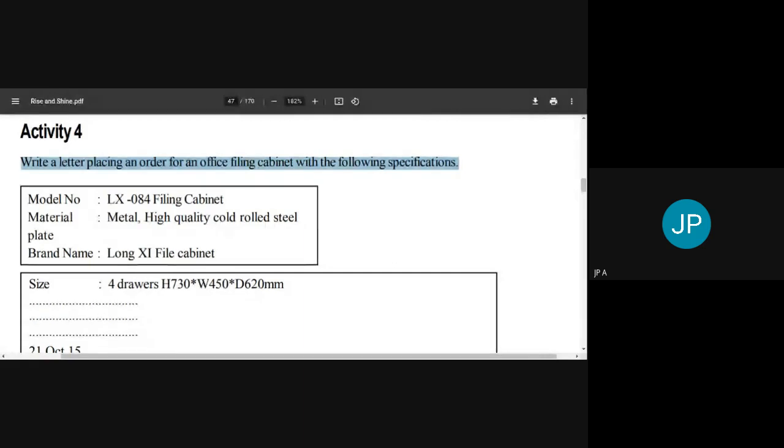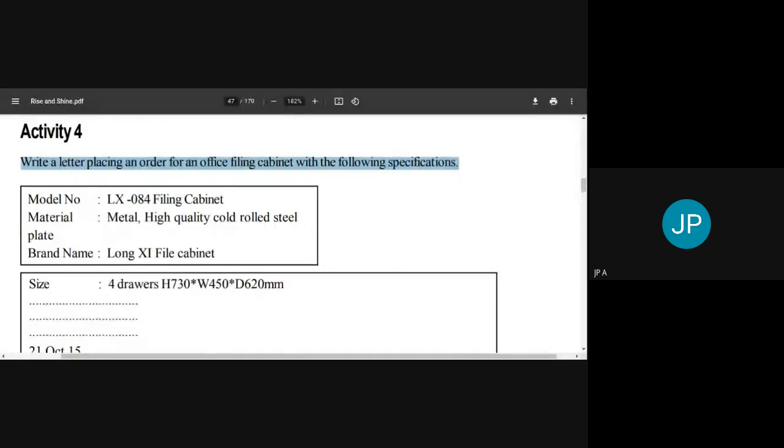Office learning in the files in the shelf. That is called a cabinet. A shelf is also another term. So these are all common terms, but cabinet is something which is used for official purposes. Files cabinet. So office filing cabinet.